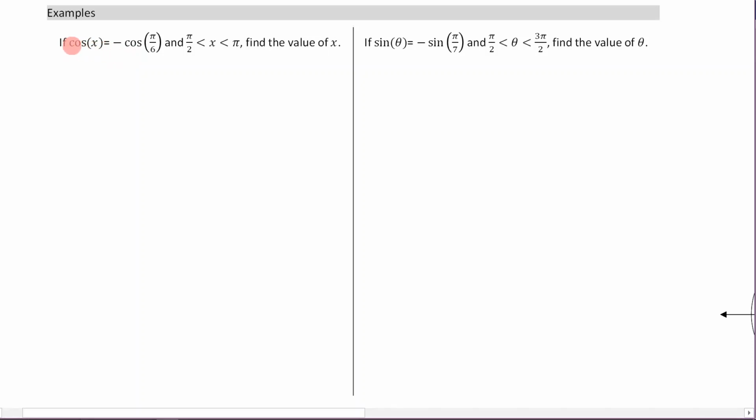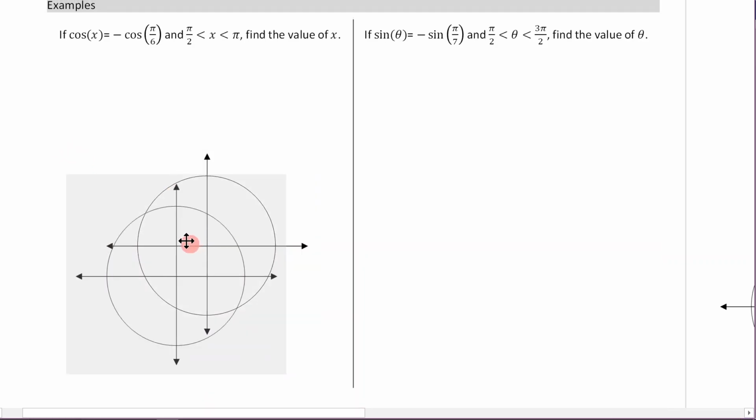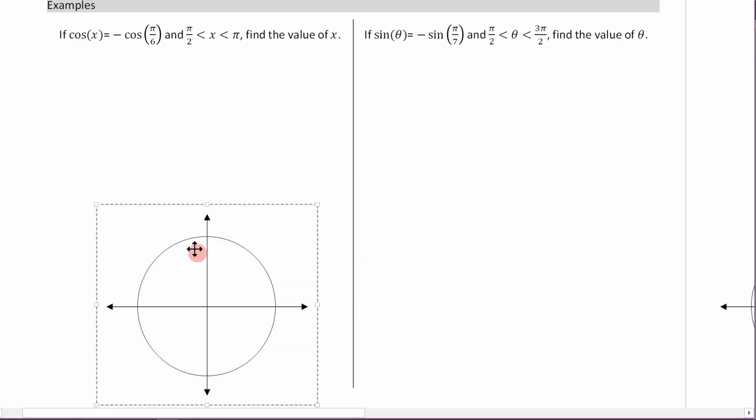Let's give it a read. It says, if cos of x is equal to negative cos of pi on 6, and we're given this domain right here, find the value of x. Okay, so as I said before, what I'm going to do is use a unit circle to help me here. So you might just want to draw yourself a little sketch of a unit circle, and you'll find that this may be helpful to you. So just give yourself a little sketch and we'll see how we go.